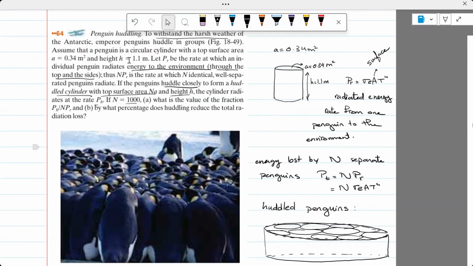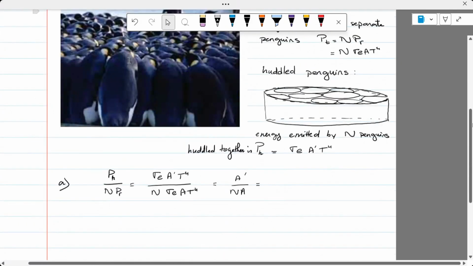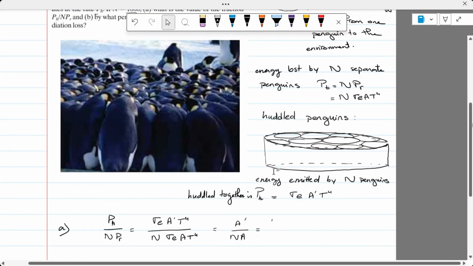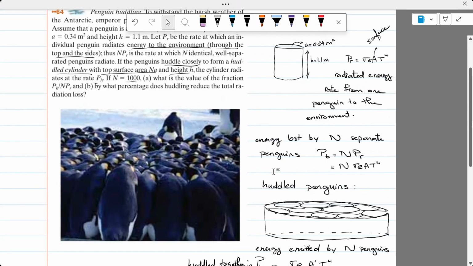This is one mistake that many students would make, taking the area to include both the top and bottom faces. But the problem asks us to neglect the bottom face. So I will not take the bottom face, and I will put the area for the big cylinder to be pi r squared. We are given the new area. We are told the top face has an area NA, so I can directly use that.